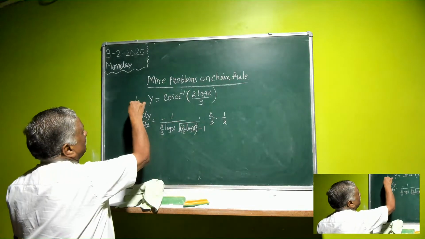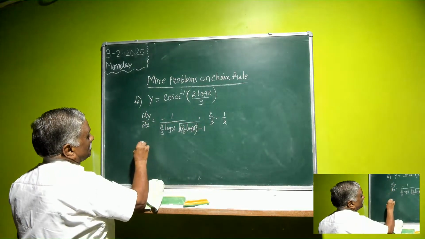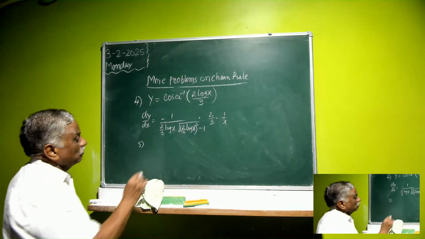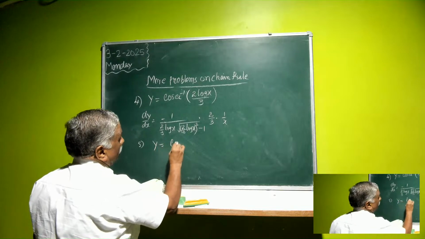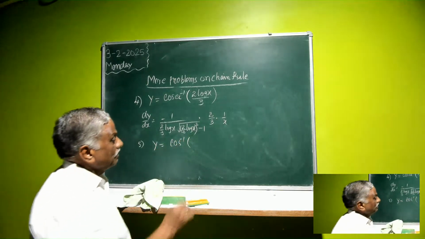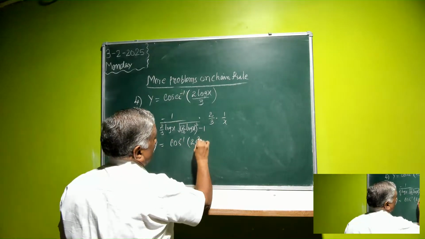This is the fourth one. Today I'm just writing numbers so that we'll have an idea how many problems we work today. Y is equal to cos inverse of 2 e power x minus 3.